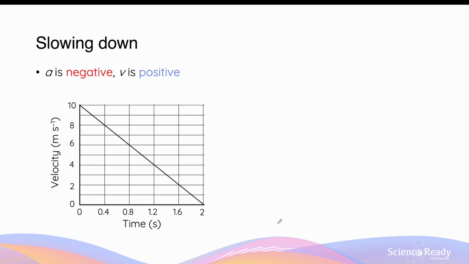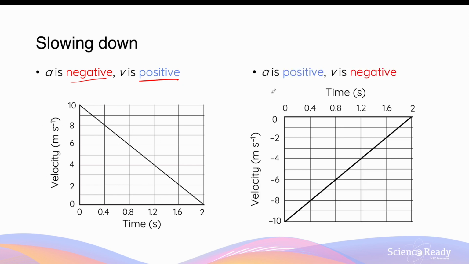Now, in contrast, if an object's acceleration is negative, while its velocity is positive, that is, if they're in the opposite direction, the object will slow down. Its speed will decrease over time. So in this instance, the velocity of the object will become less and less positive as time passes by. Similarly, if an object's acceleration is positive, but its velocity is negative, it will also slow down over time.